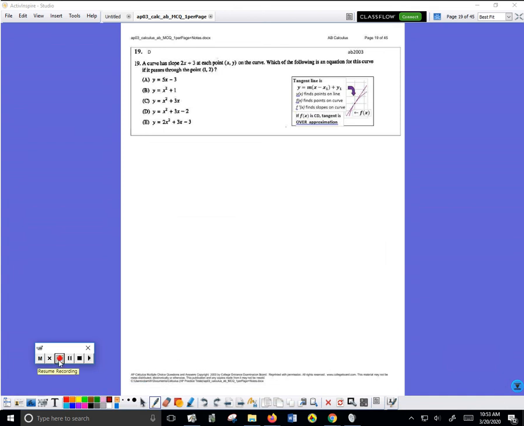A curve has a slope 2x plus 3 at each point on the curve. That is an awkward way of saying a curve, meaning f. So a curve, we'll call that f, has a slope of 2x plus 3. That means the formula for the slope of f, that formula is 2x plus 3.